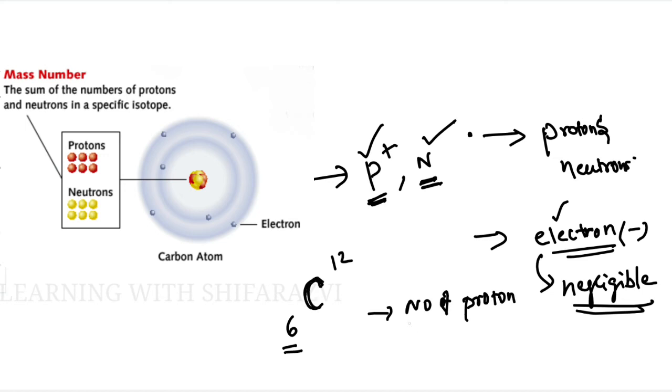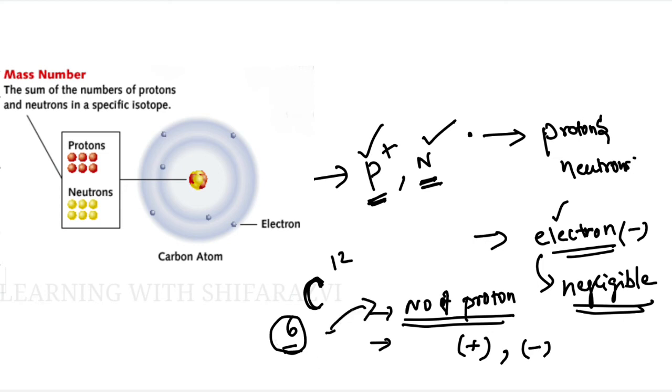So now when I say the number of protons, what will be the number of electrons in carbon? That will also be equal to 6, because however much positive charge is present in an atom, an equal number of electrons will also be present in the atom. So carbon has 6 protons and 6 electrons.